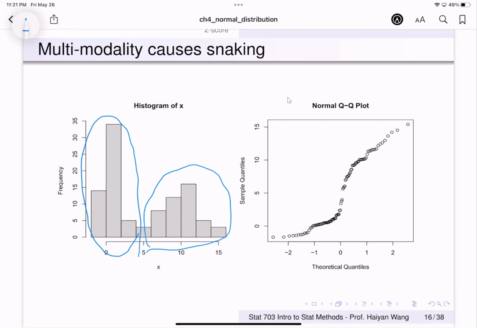In terms of the normal quantile plot, you will see part of it is from one population, and the other part seems to be from another population. But when you put them together, you see this kind of snaking.